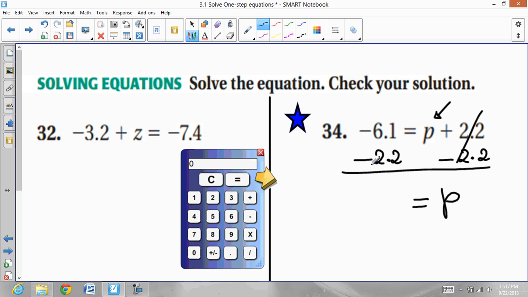So negative 6.1, negative 2.2. And the way we're going to do the calculations on the calculator looks like this. Negative 6.1 minus 2.2 equals negative 8.3. Negative 6.1 combines with the negative 2.2 to give you negative 8.3.